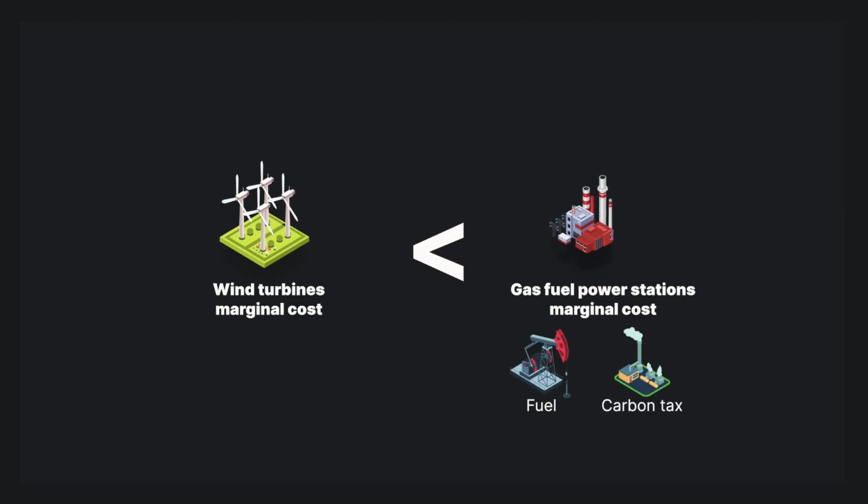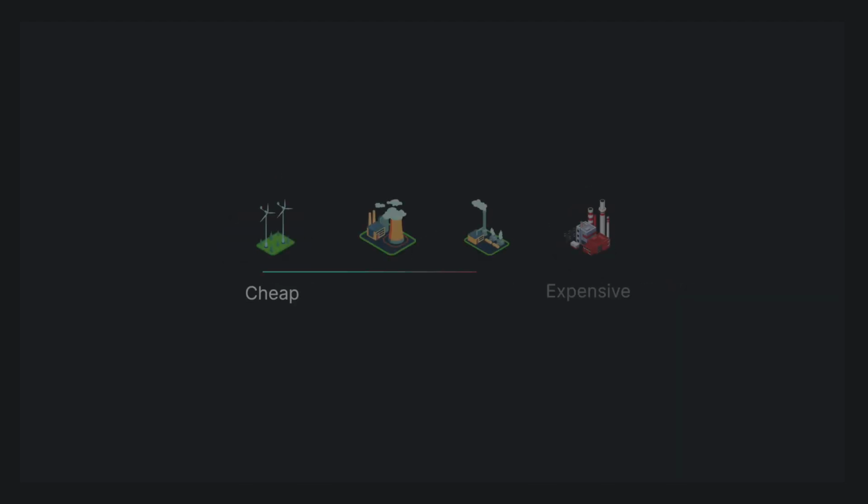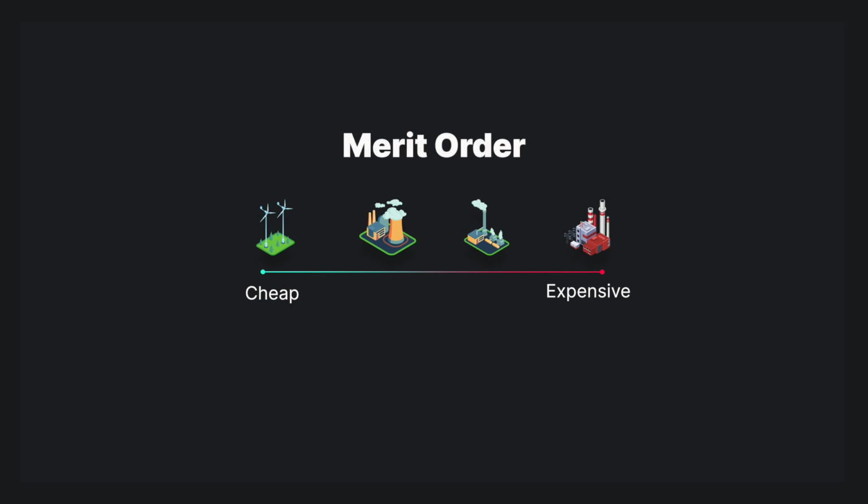In the electricity market, the cheapest forms of generation are used first and the most expensive forms of generation are used last. This is known as the merit order. That's why, when it's super windy, the electricity price is lower.